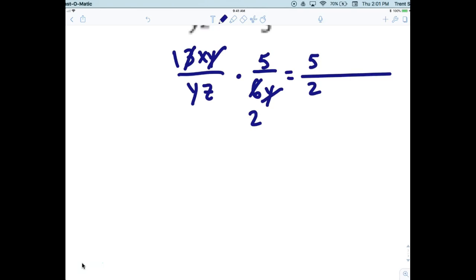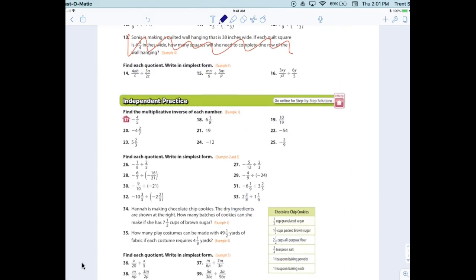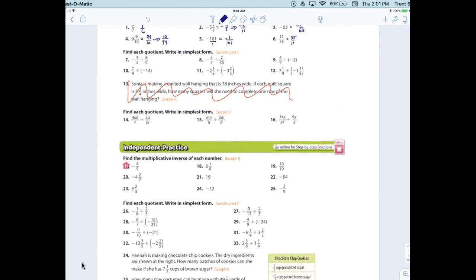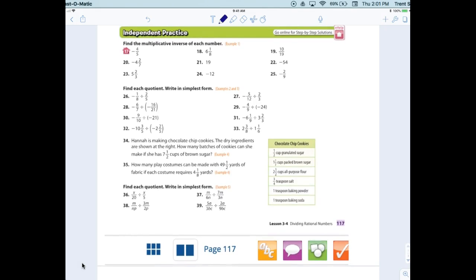What's on the bottom? Yes, very good. That wasn't that bad. Alright, dividing, multiply by this. Very good? Okay, so let's go back and see if there's a problem. No. Alright, so I'm happy.